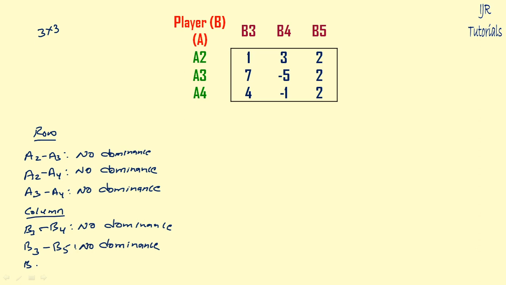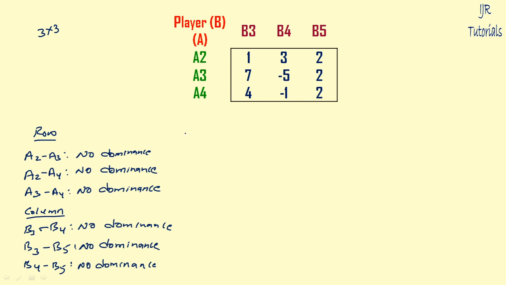The last comparison, B4, B5. So 3 and 2, 2 is dominating 3; minus 5 and 2, minus 5 is dominating 2. So in one case B5 is dominating B4, in the second case B4 is dominating B5. So no dominance. So what we understand here is, if we apply row and column dominance, no dominance exists. So how can we reduce the matrix?